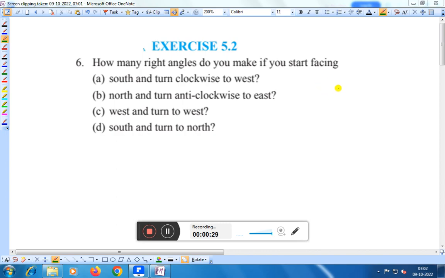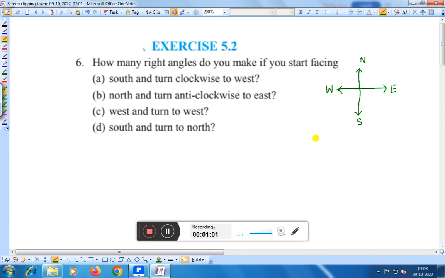Question number A. If we make the directions, here we are making the directions. This is east, this is west, this is north, and this is south. Right? Now the question is how many right angles do you make if you start facing south?